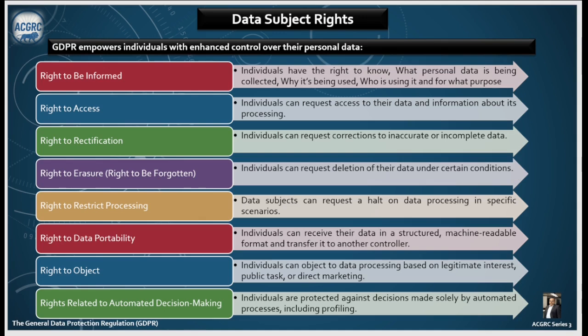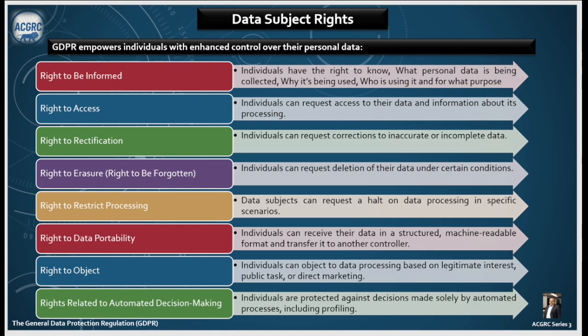Let's look at these controls. The first is the right to be informed. Individuals have the right to know what personal data is being collected, why it is being used, who is using it, and for what purpose. The right to access means an individual can request access to their data and information about this processing.